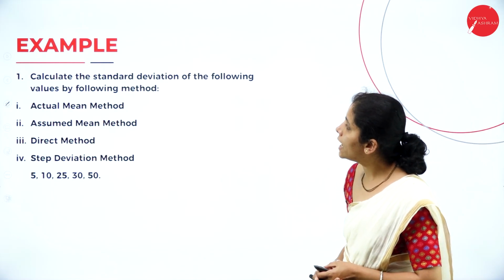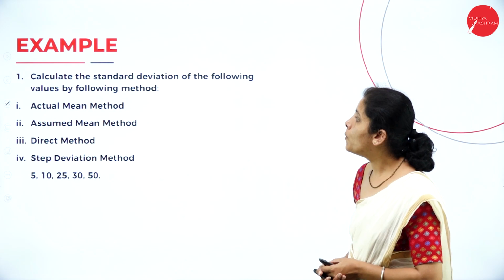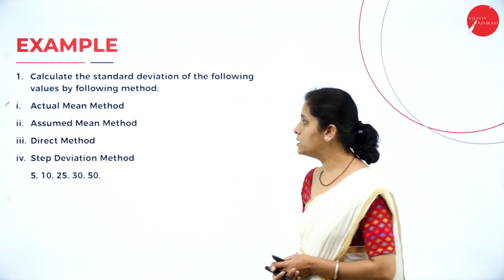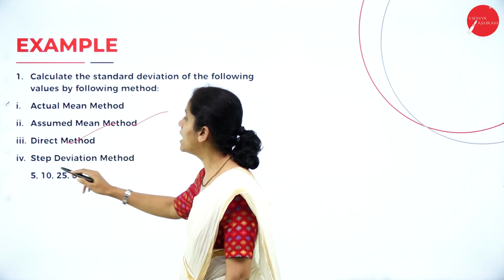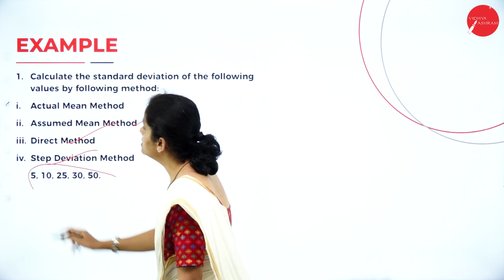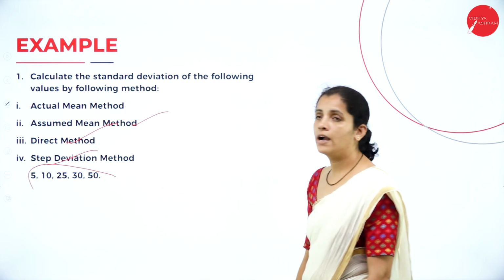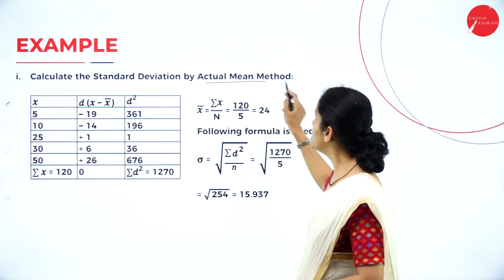So here, calculate the standard deviation of the following values by using actual mean method, assumed mean method, direct method, and step deviation. And what is the data? That is 5, 10, 25, 30, and 40. So this is the actual mean method.